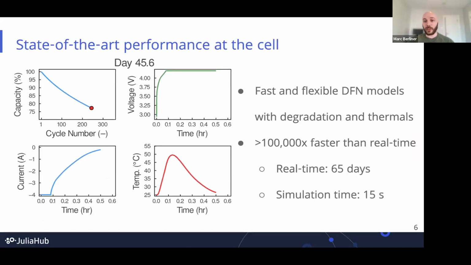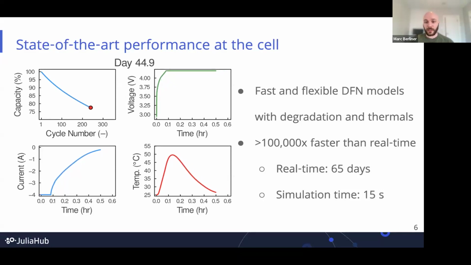One of the things that we showed at a previous webinar is this high-level performance at the cell. In this example plot over on the left, we're showing the results of a lifetime analysis using a DFN model with degradation and thermodynamics. If we look at the actual real-time continuous cycling and discharging of this cell, it lasts about 65 days, whereas the simulation time that we see using the JuliaHub cloud computing platform is only about 15 seconds or so, which is really nothing compared to the amount of time that we're simulating.